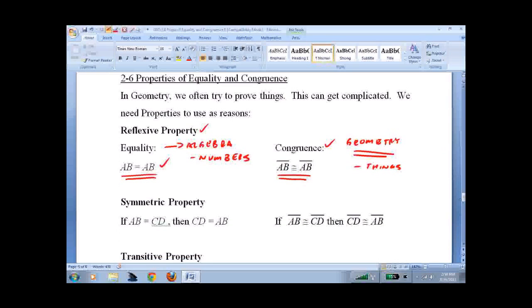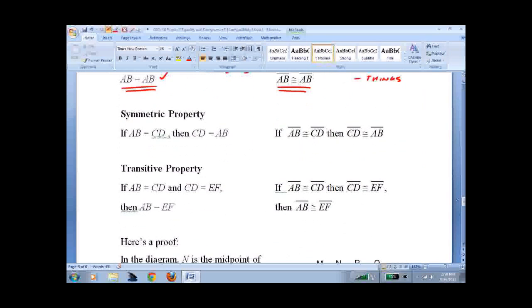So two more of the properties are symmetric. I like to just call it A and B. If A is equal to B, then B is equal to A. It just means if X equals Y, Y equals X. And same thing over here. If a segment is congruent to another segment, then that segment is congruent to the first. And these are very basic and simple sounding.